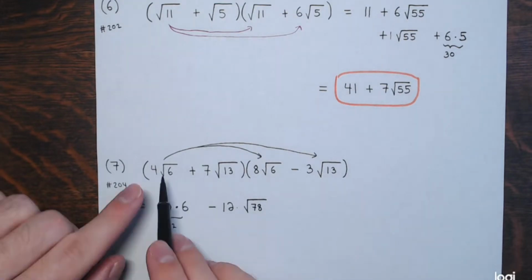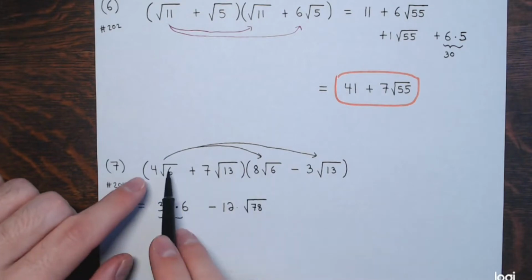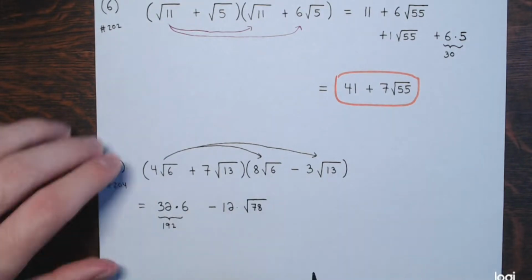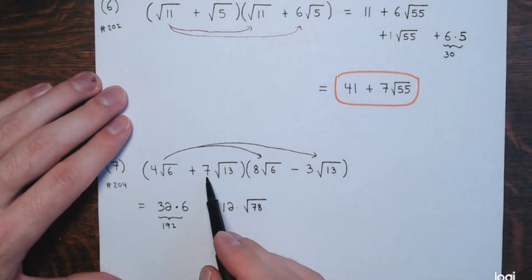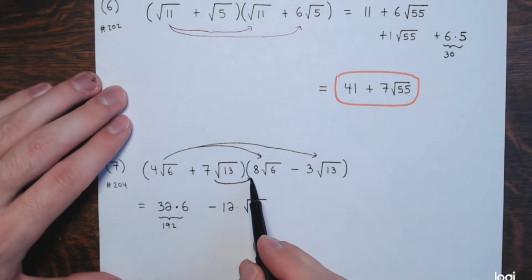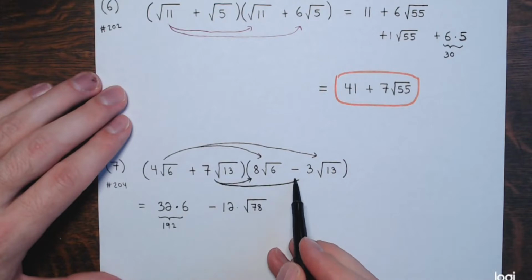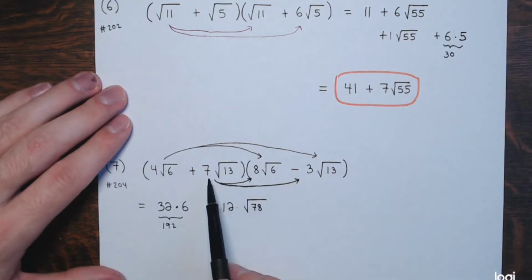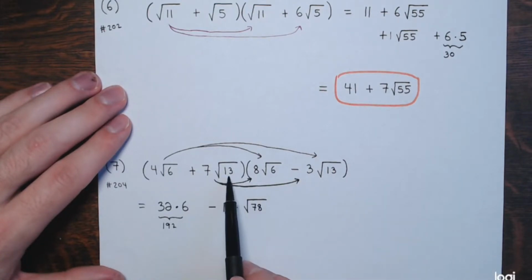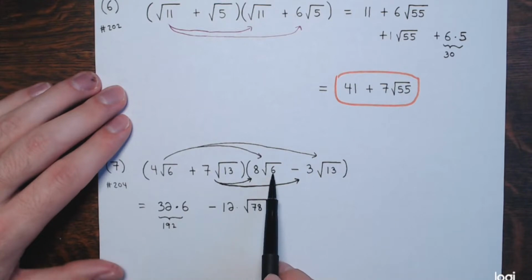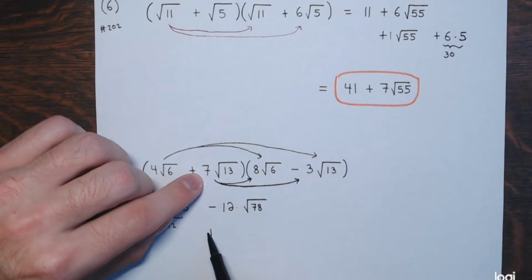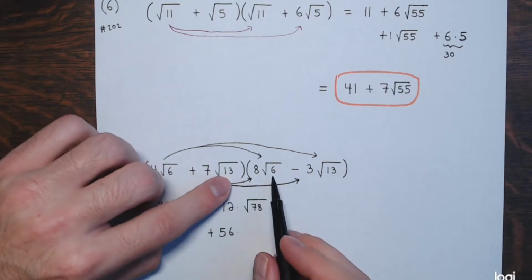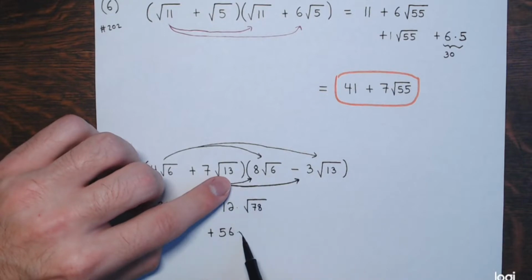So we get 192 minus 12 times the square root of 78. All right, so I'm done with the 4 root 6. Now I'm going to move over to the positive 7 times the square root of 13 and distribute that. 7 times the square root of 13 times 8 times the square root of 6. Again, you multiply the non-radical factors. 7 times 8 is positive 56 times, and the radical factors. Square root of 6 times square root of 13 is the square root of 78.